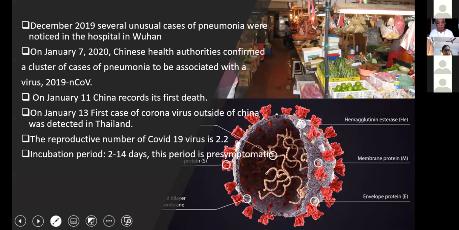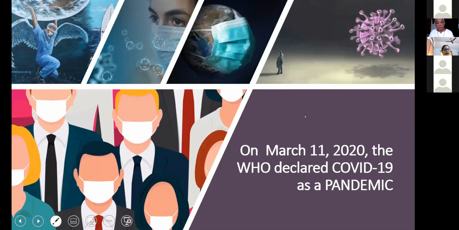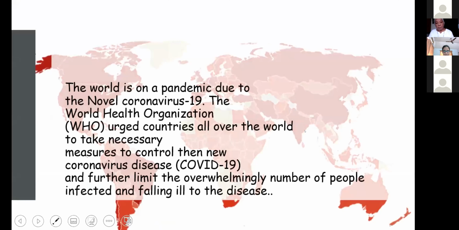On 11th of January, China records its first COVID death. On 13th of January, the first corona case outside of China was detected in Thailand. The reproductive number of COVID-19 virus is 2.2, and its incubation period is 2 to 14 days. And finally, on 11th of March 2020, the World Health Organization declared COVID-19 as a pandemic.